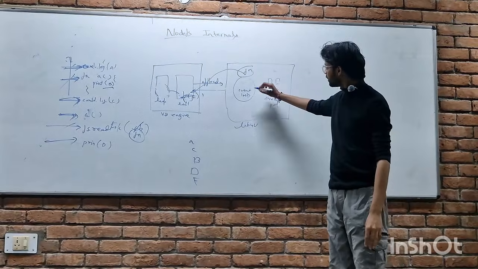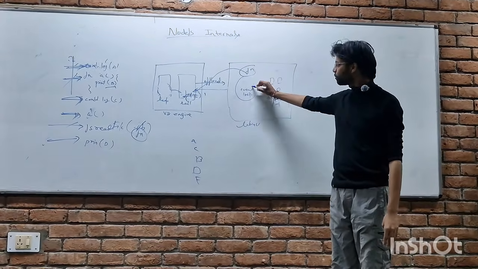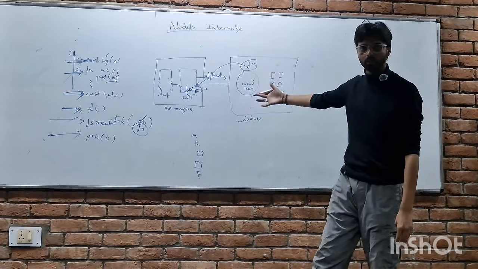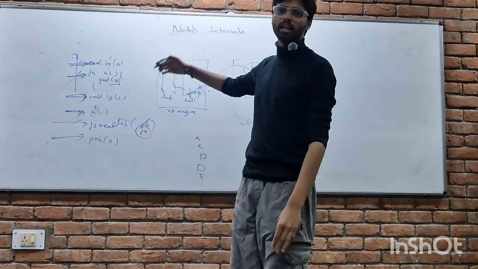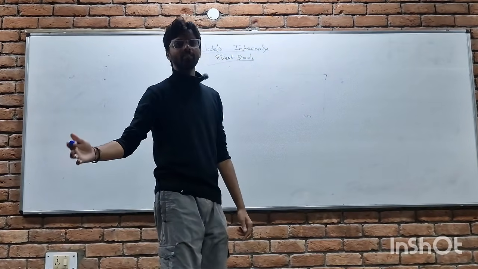I have to just double tap here on the event loop to understand what happens internally in libuv. So we will be doing that now. Let's go. So now let's start with this event loop.